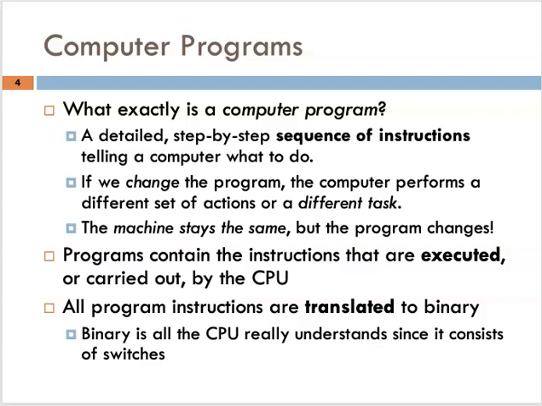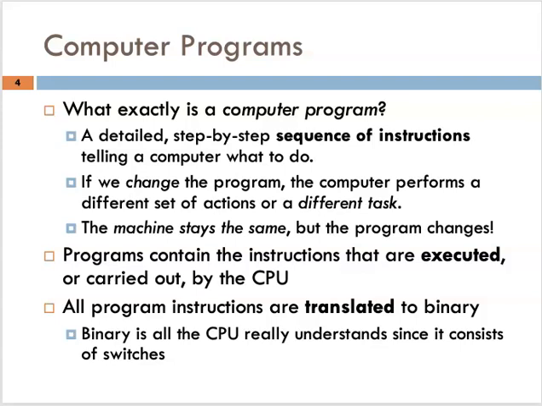This is the idea of a changeable program rather than getting a brand new machine, which we did before the advent of these general purpose computing machines, which we talked about with Babbage in the 19th century and prior to that as well. So now that we have these digital machines, the programs that we write contain instructions that have to be eventually carried out or executed by the CPU, the central processing unit. So all of these program instructions that we write in some higher level language, like Python, for example, eventually have to be translated into binary, because binary is all that the CPU, the central processing unit, understands.